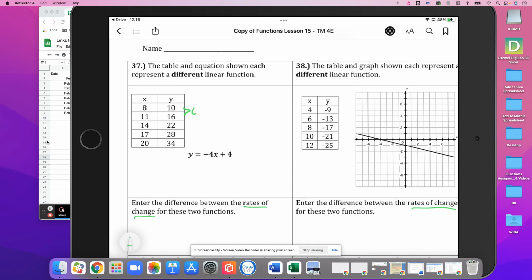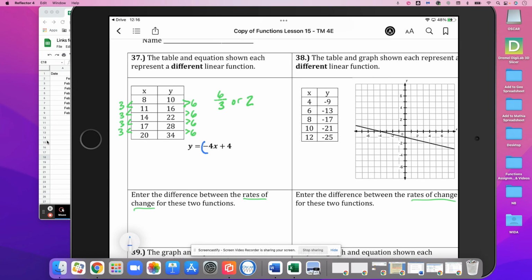So rate of change here, we're increasing by 6 all the way down on the right side, and by 3 all the way down on the left side. So that rate of change is 6 over 3, or 2. The rate of change for the equation is right there. It's going to be negative 4. So we are comparing negative 4 and 2. They are on opposite sides of 0. So the distance between them is going to be those 4 plus 2 more. That's a difference of 6.